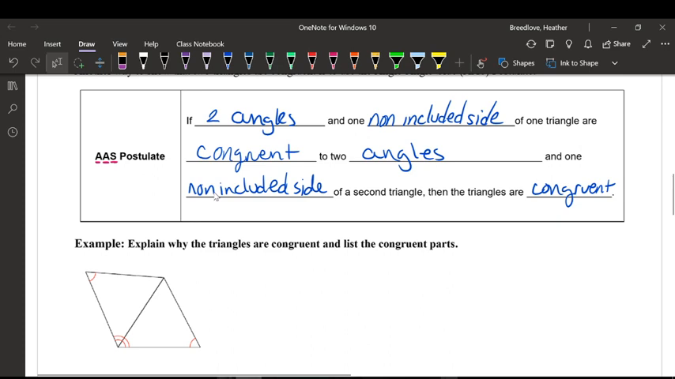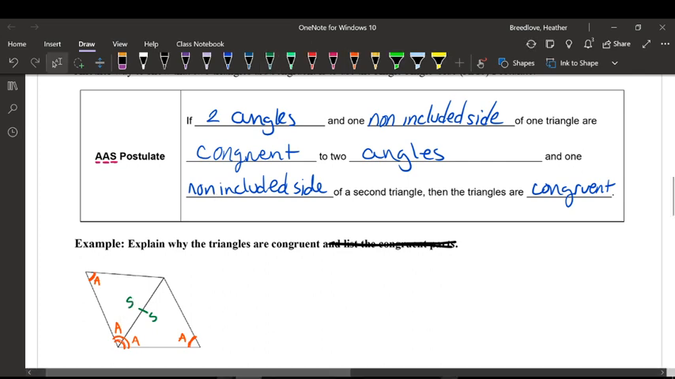This one's marked with an A for angle. I have an angle marked with two lines and another angle marked with two lines. So they are the same. So there's another A for angle. And then, since they share a side, I know that the shared side is congruent to itself. So I can mark it as congruent, and that's the side for both triangles.